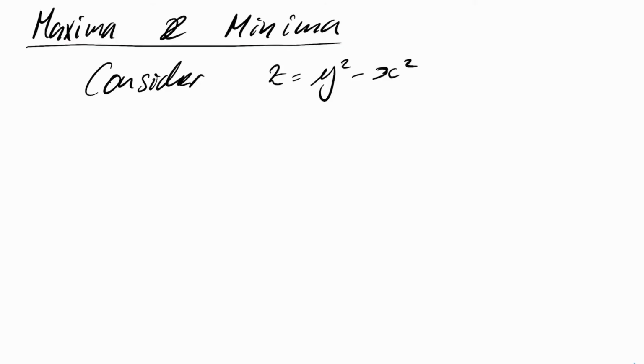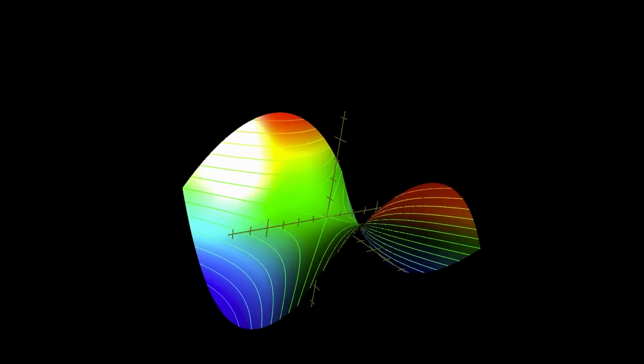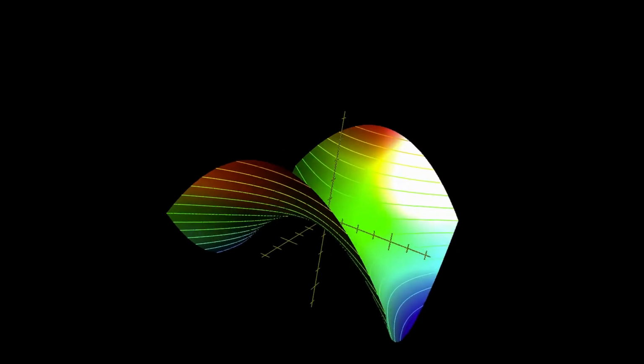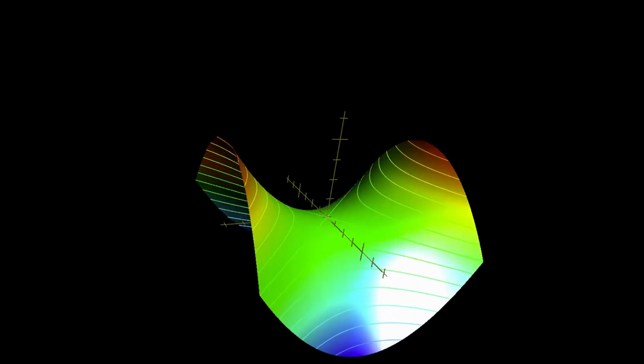Let's begin by considering the following function. Consider the function y squared minus x squared. And this translates into a surface that looks a little bit like a saddle. Let's consider then the partial derivatives of this function.